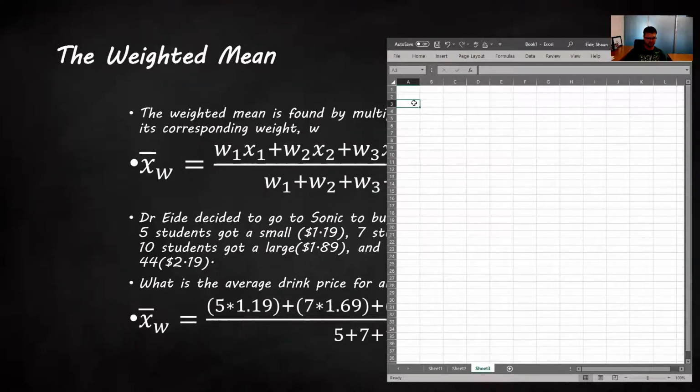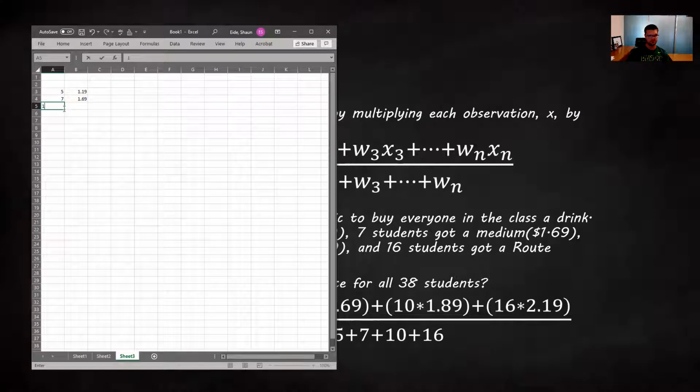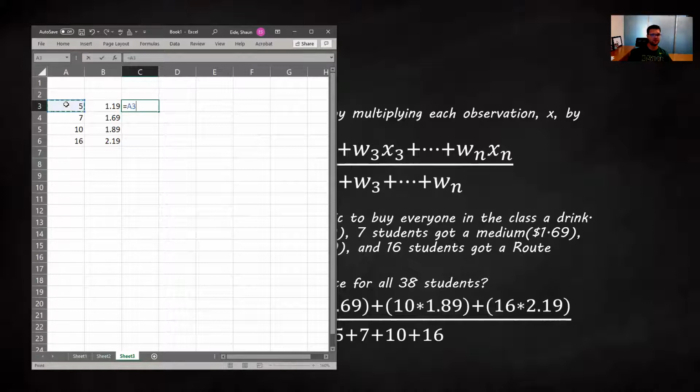And I've got 5 at $1.19, and then I've got 7 at $1.69. And then I've got 10 at $1.89. And then I've got 16 at $2.19. So I'm going to do a fun little formula really quick. The formula that I'm going to do is equals 5 multiplied by 1.19. So this is the sum of all of the small drinks. This is the sum of all the medium drinks. This is the sum of all the large drinks. And this right here is the sum of all the Route 44 drinks. So that's great. Now we have the sum of each of the individual sizes of drinks.